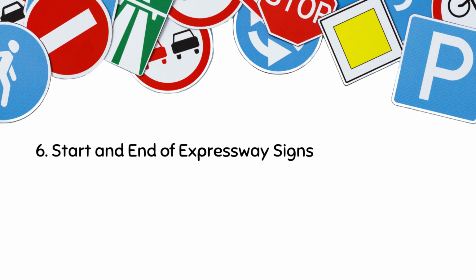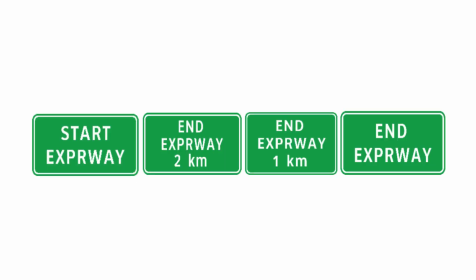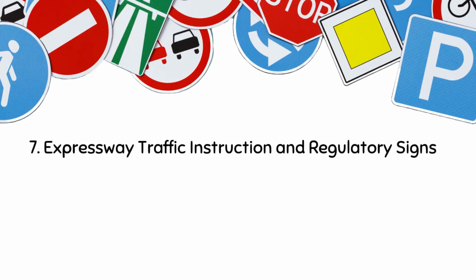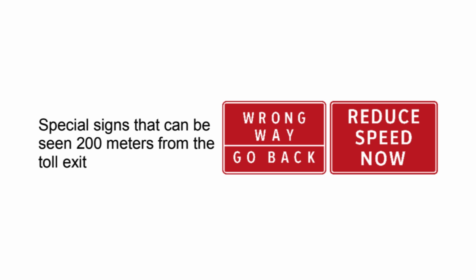6. Start and end of expressway signs. These signs indicate the start and the end of the expressway. These are examples of start and end of expressway signs. 7. Expressway traffic instruction and regulatory signs. These special signs are normally seen exclusively for expressways. These are examples of expressway traffic instruction and regulatory signs.